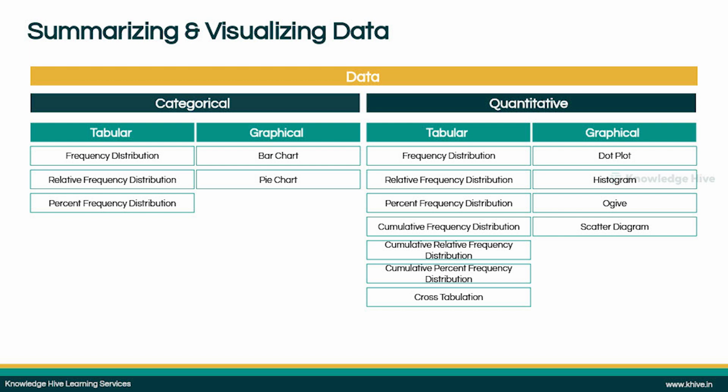Laying out which types of tables and graphs are best suited for categorical data versus quantitative data. Yes, it recaps things like frequency distributions, bar charts, pie charts for categorical, and frequency distributions with classes, histograms, ogives, scatter plots for quantitative. Nice little cheat sheet. It is. Wow, okay, that was definitely a deep dive into the basics.